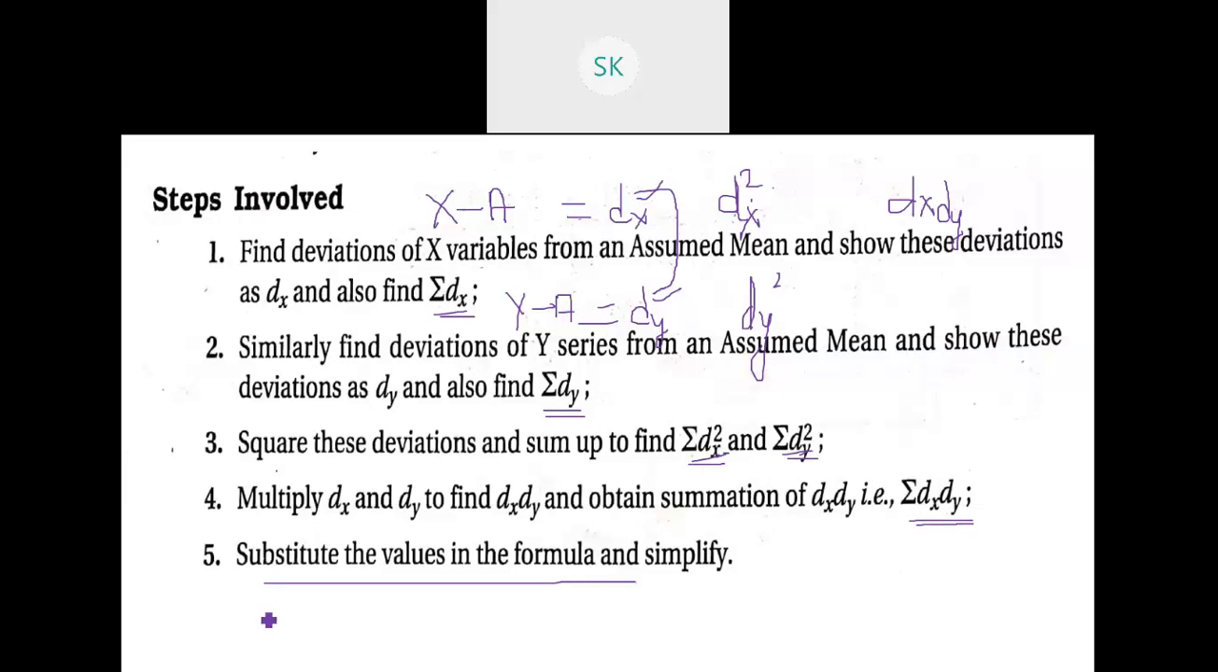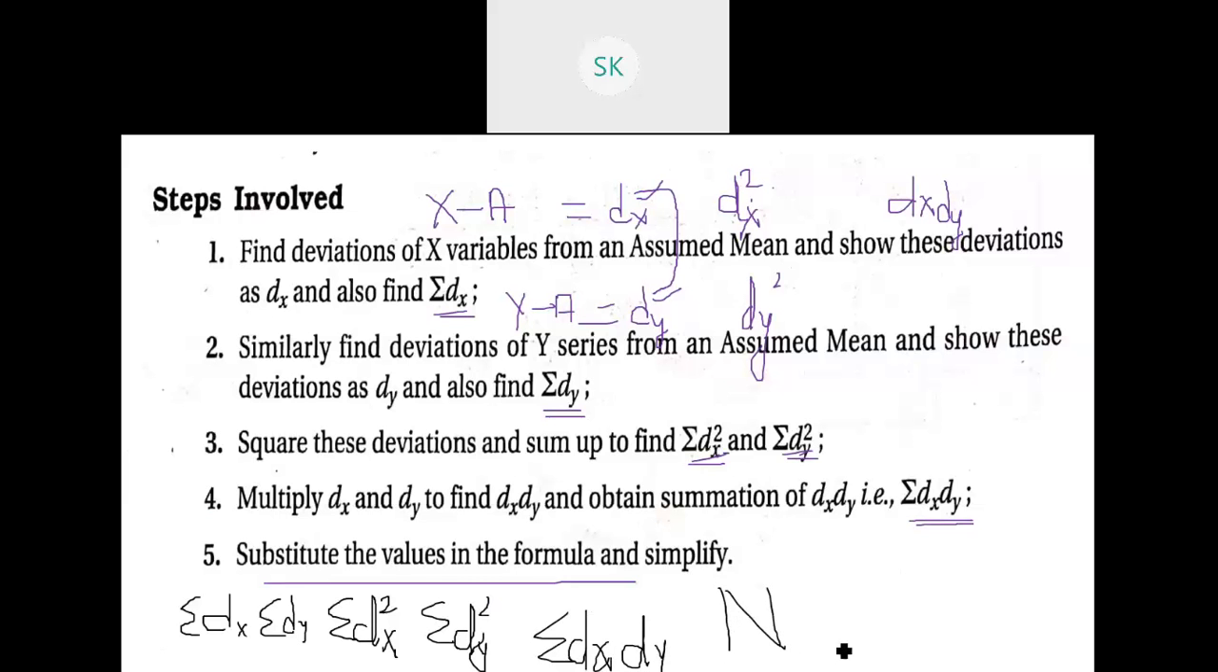Let us just write down the list of what we are supposed to find out. First you have to find dx, then dy, then we'll start with sigma: sigma dx, sigma dy, then sigma dx square, then sigma dy square, then sigma dx dy. You have to find these major things and then apply the formula. N will be given in the question as it is.